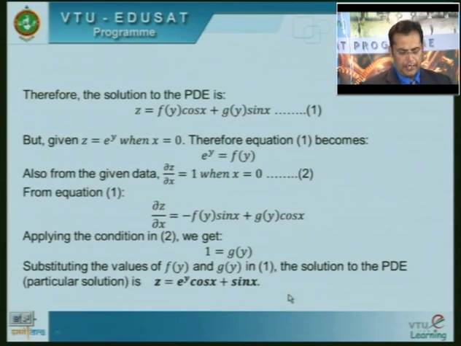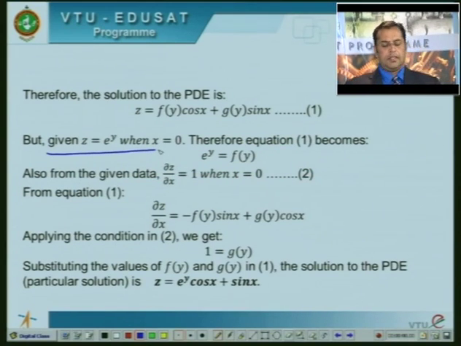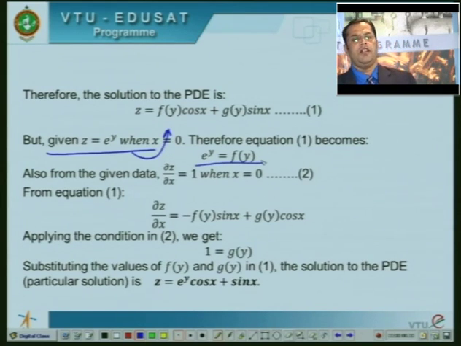So, let us apply the first condition given: z equal to e power y when x equal to 0. This you substitute in equation 1. So, left hand side z will be e power y, that you see here. When x is 0, first term cos 0 is 1. The second term you have sin 0 which is 0, which gives you e power y equal to f of y, which is the value of the first function in the solution in 1.